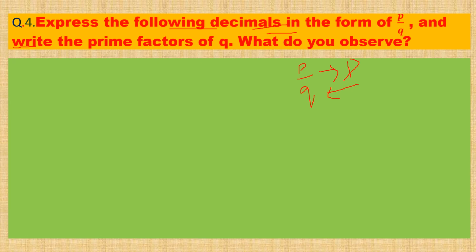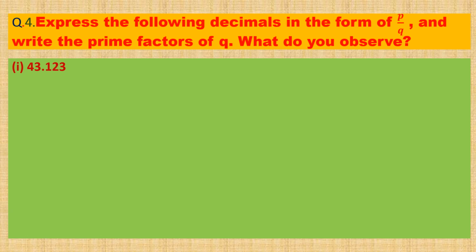Remember this process and do the reverse steps, you will get the decimal form. Clear? And here he asked one more thing: write the prime factors of q. After converting into p by q form, do the prime factorization for this q. When you do the prime factorization of q, you will get the prime factors. You should write those prime factors and give a comment on what you observe. Okay, so here is your first question, 43.123.